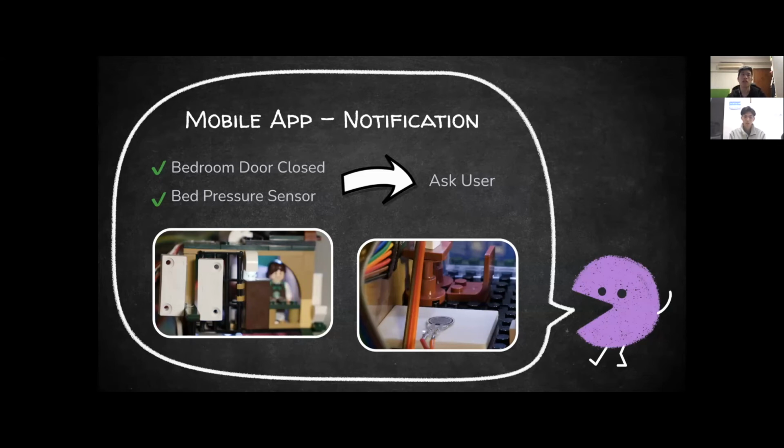Why do we want the bedroom door closed and the bed pressure sensor to determine if the user is going to sleep? As the user, if they want to sleep, they usually will close the door and lie on the bed, so we will detect some pressure on the bed.